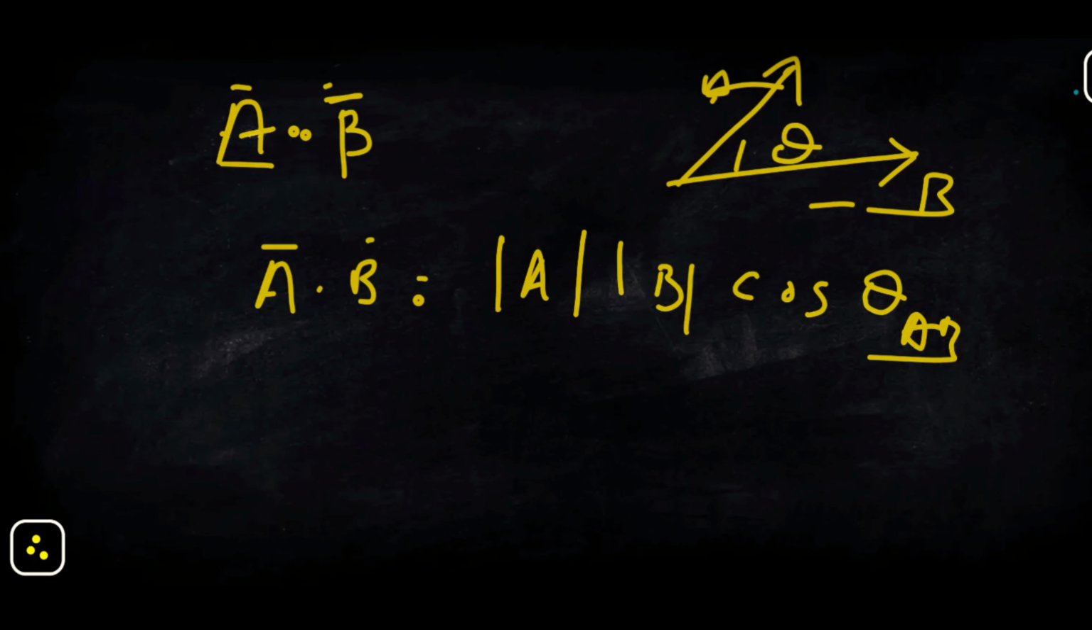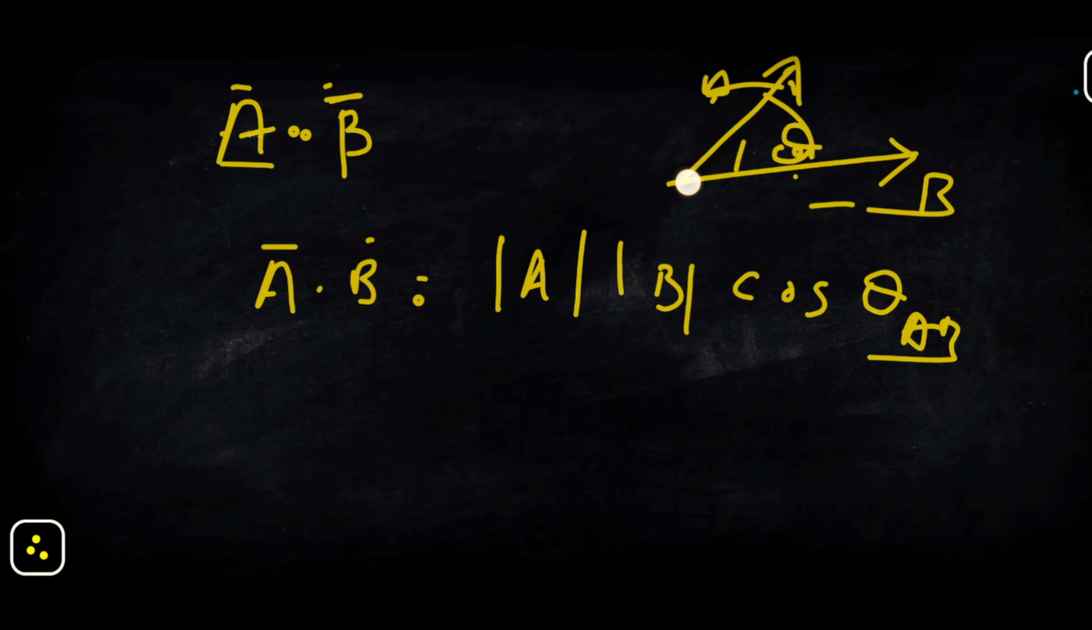Magnitude of A, magnitude of B, and cosine of the angle between them. That is, it can also be defined as the product of the magnitude of B and the projection of A onto B. Projection of A onto B.